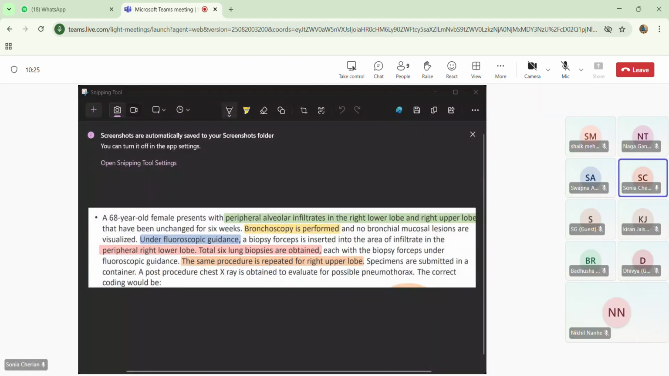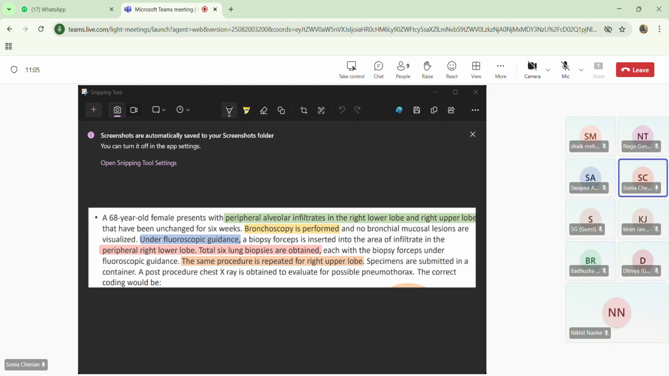A 68-year-old female presents with peripheral alveolar infiltrates in the right lower lobe and right upper lobe that have been unchanged for 6 weeks. Bronchoscopy is performed. No lesions are visualized. Under fluoroscope guidance, a biopsy forceps is inserted in the area of infiltration in the peripheral right lower lobe. A total of 6 lung biopsies were obtained, each with biopsy forceps under fluoroscopic guidance. The same procedure is repeated for the right upper lobe. Specimens are submitted in a container. A post-procedure chest X-ray is obtained to evaluate for possible pneumothorax.